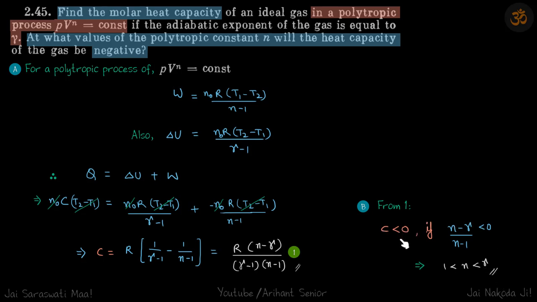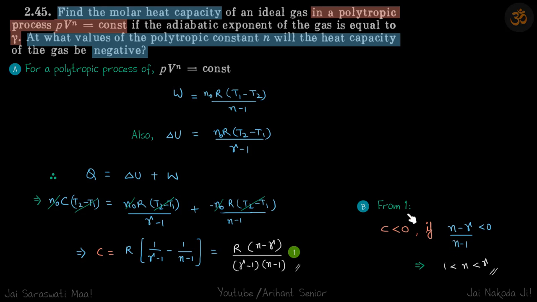And for C less than 0, this is the condition, right? If C is equal to 0, that means it is an adiabatic process, because this part is 0, Q is 0, that means C is 0. And for an adiabatic process, n is equal to gamma. So our process will be PV^γ = constant. So you see, we got that equation.